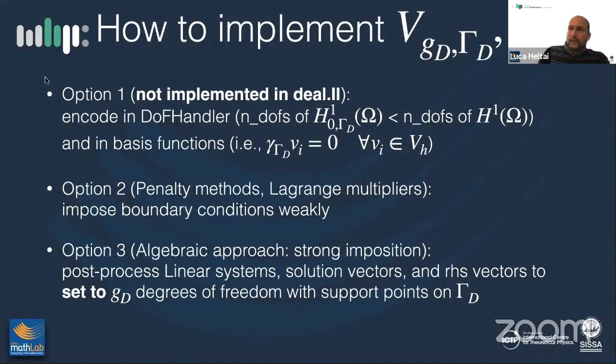So in software, for finite element software, typically one has another two possible options. Option number two, penalty methods or Lagrange multiplier. So you change the way you apply boundary conditions. So you impose the boundary conditions weakly, maybe, or using a Lagrange multiplier. This is possible, and we will see some of this with different types of finite element spaces.